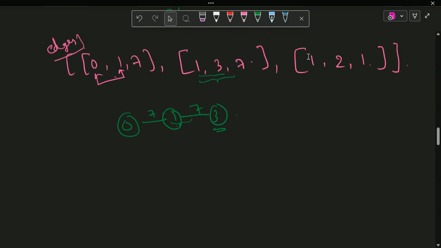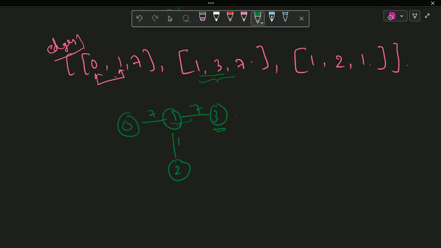So coming to the next, 1, comma 2, comma 1. We should join 1, comma 2. Now we see that with weight of 1. Now we are joining 2 to 1.